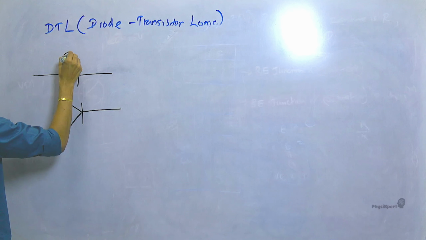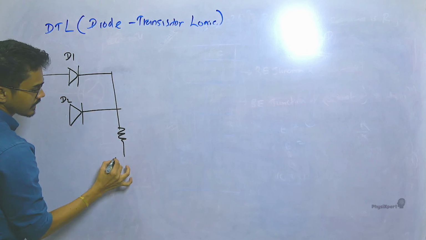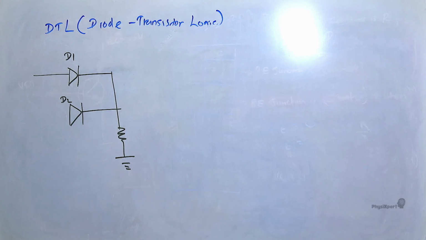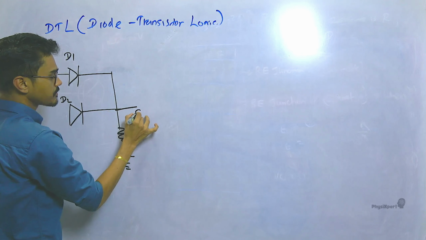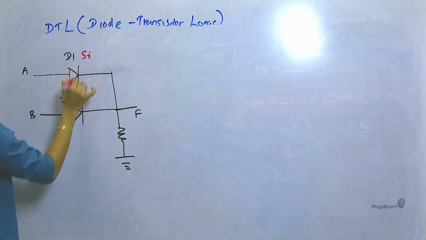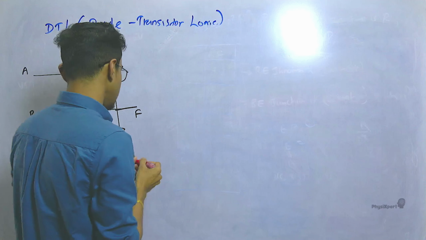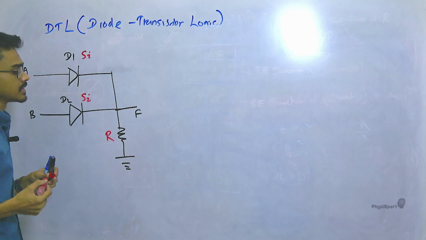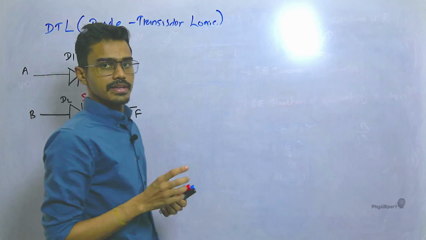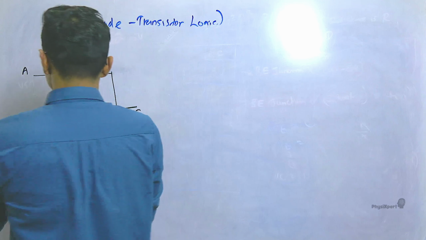Now for our ease, let's say these diodes are D1 and D2 for reference, right? Like this, and say the output is taken from here, and these two inputs are A and B. And consider both diodes as silicon. And this is a resistance R. Now, if I check what's happening here voltage wise, right?